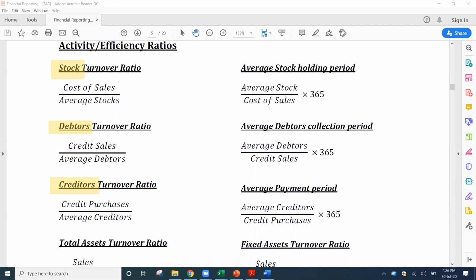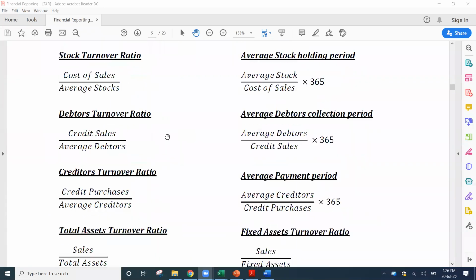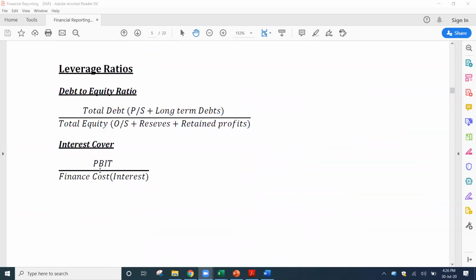So stock turnover, average stock holdings. How many days we keep stock in the business. Then debtors turnover, average debtors collection, creditors turnover, average payment period. So we have those efficiency ratios. Then you have number 4, leverage.